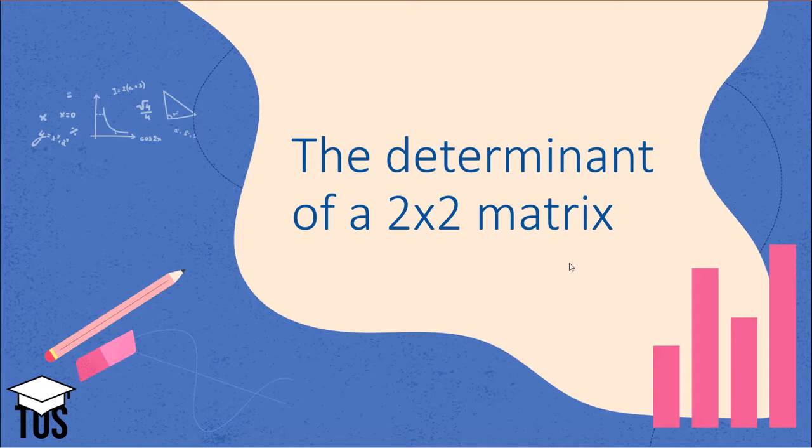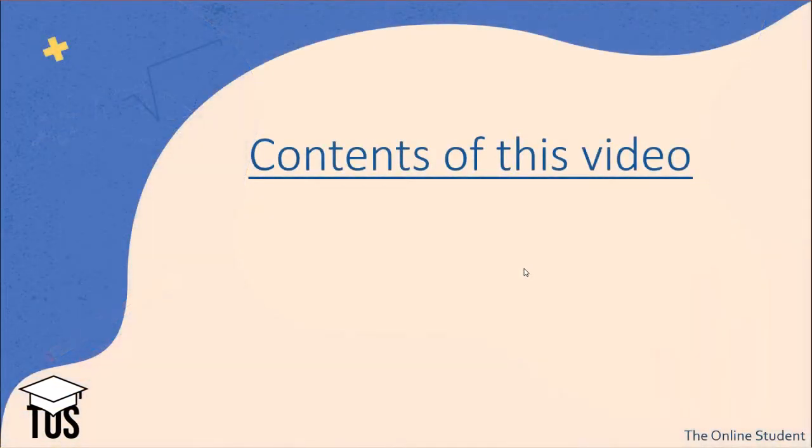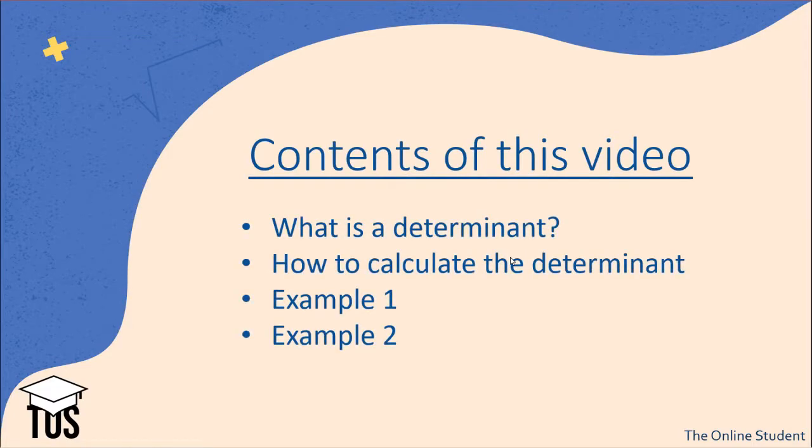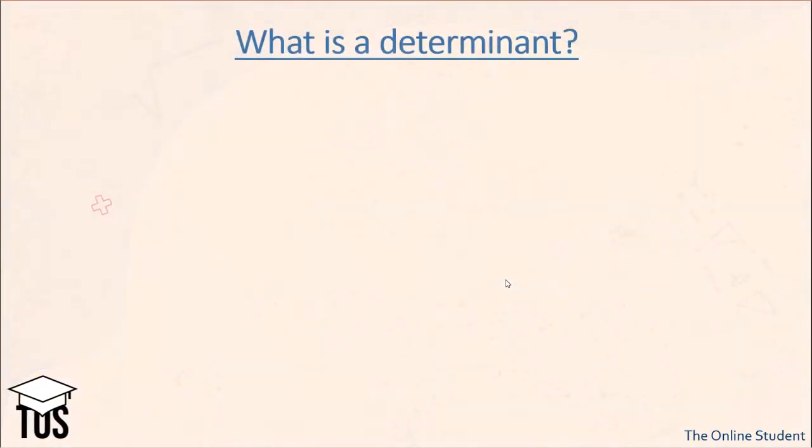Today we're going to be looking at the determinant of a 2x2 matrix. In this video, I'm going to be teaching you what a determinant is, how to calculate the determinant, and then we're going to be looking at two examples. Now, what is a determinant?